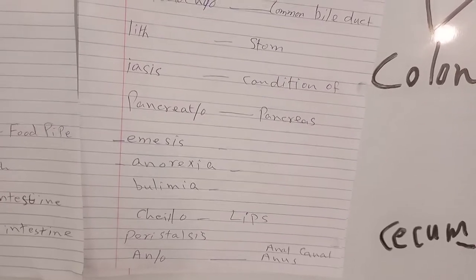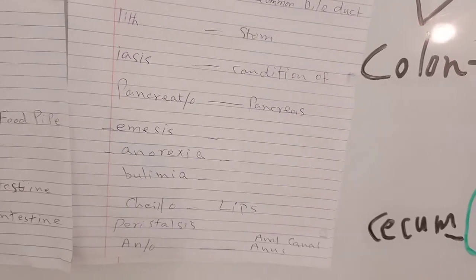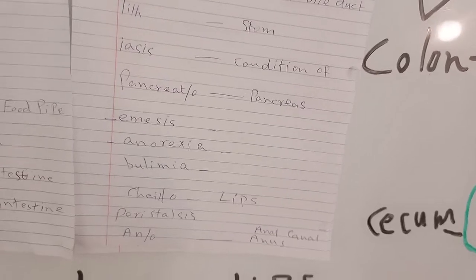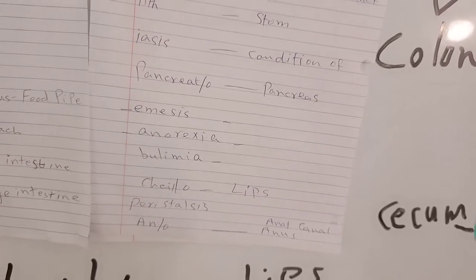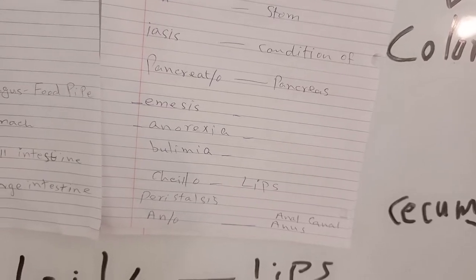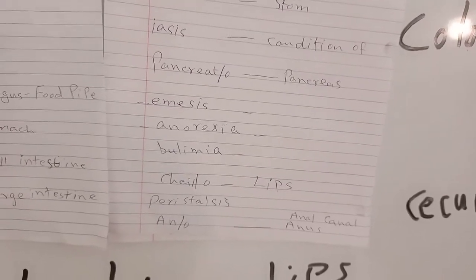Pancreato is the word root for pancreas, which produces insulin and glucagon, and these two hormones control our sugar in the blood. Emesis means vomiting.